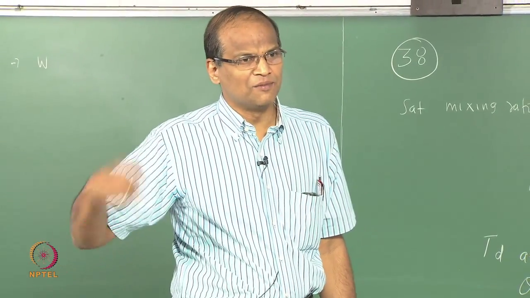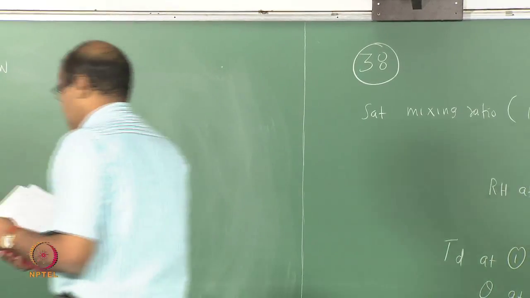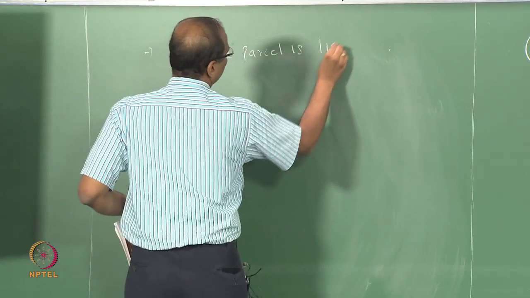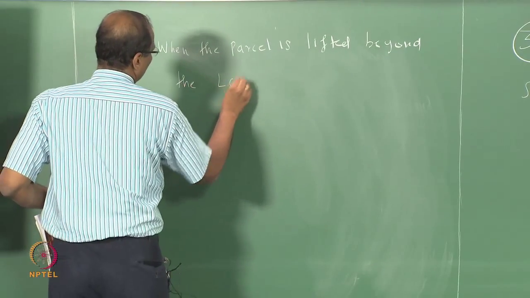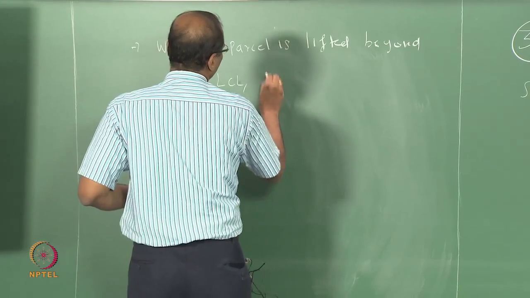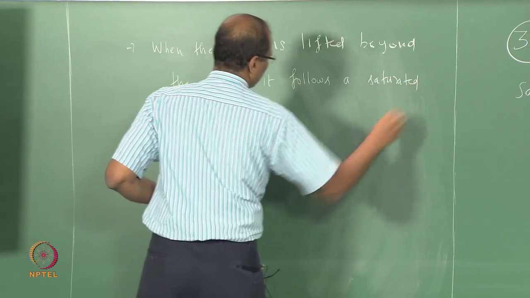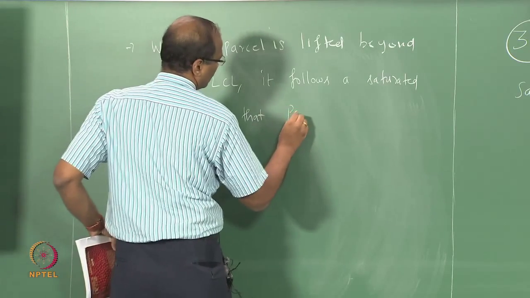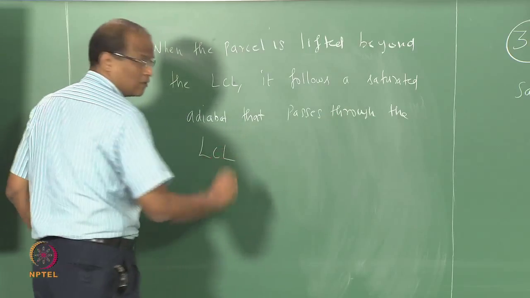So, when it is lifted up to 700 hPa, which line, that red line, it follows some red line or whatever, that theta is a constant line, the theta equal to 30 degree line is what it follows up to the LCL, then correct?